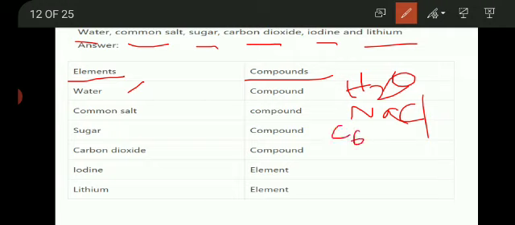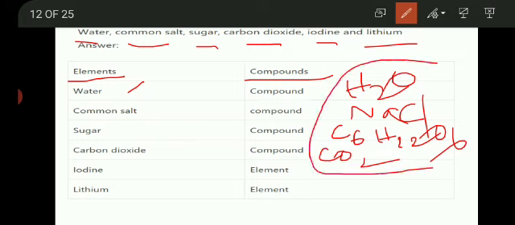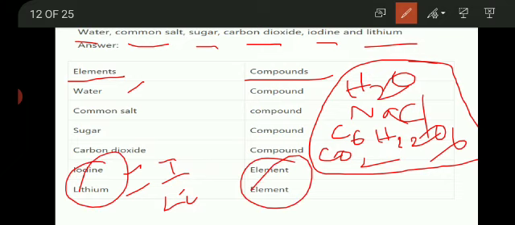Sugar, C6H12O6. This is the molecular formula of sugar. This also compound. And carbon dioxide, CO2. This also compound because these are combined in a fixed ratio. And iodine is a single element and lithium also a single element. Iodine means I, lithium means Li. These both are single elements. We know that an element means only one kind of atoms. So both we call element. Are you clear, students, now? Okay.